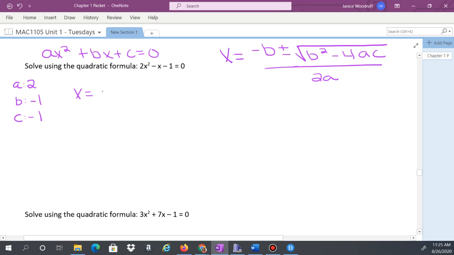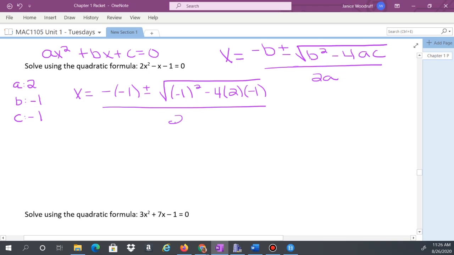We've got negative b, so that's going to be negative 1 plus or minus square root, let's see, b squared. So negative 1 squared minus 4, a is going to be 2, c negative 1, all over 2a, so 2 times 2. Okay, so then what I like to do here is, first of all, this negative, negative, let's make that positive. Positive one.